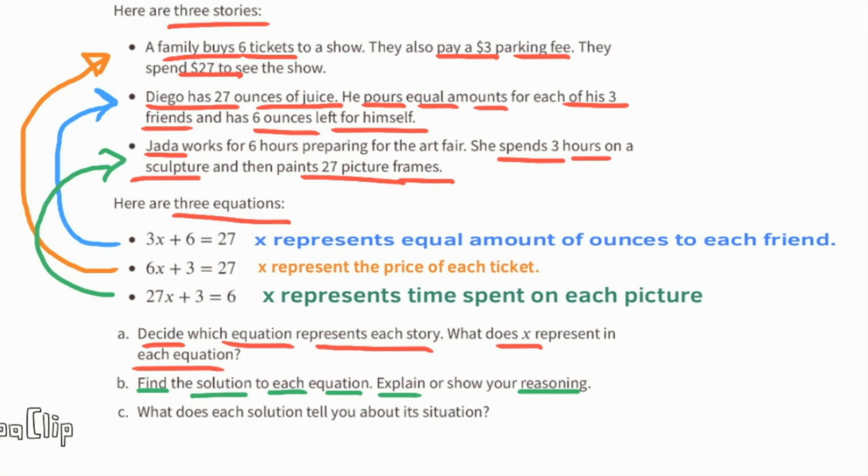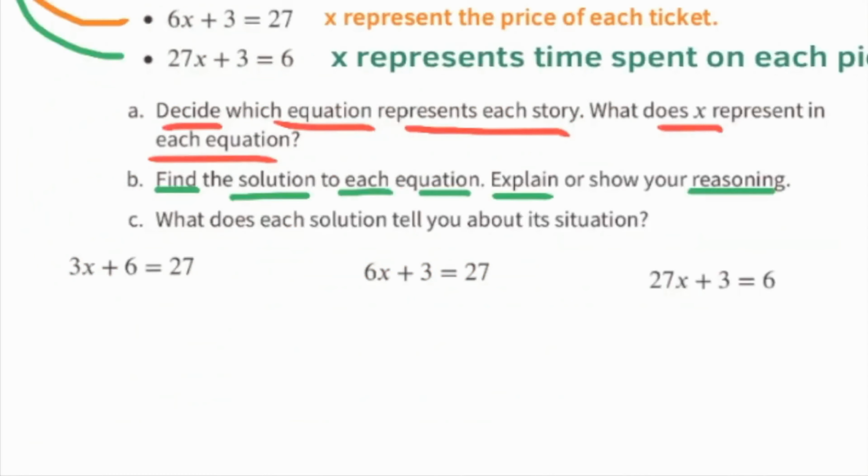B. Find the solution to each equation. Explain or show your reasoning. 3x plus 6 equals 27. We need to solve for x. We can solve this in 2 steps. First, let's take away 6 from both sides. Now we have 3x equals 21. Now to solve for x, we have to divide both sides by 3. That's the second step. 3x divided by 3 equals 1x, or x, and 21 divided by 3 equals 7.